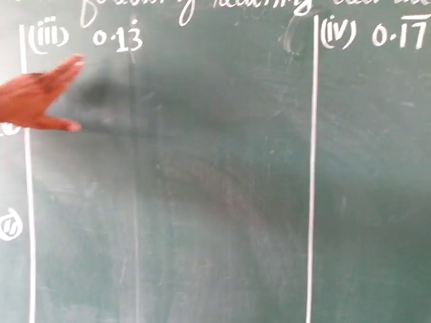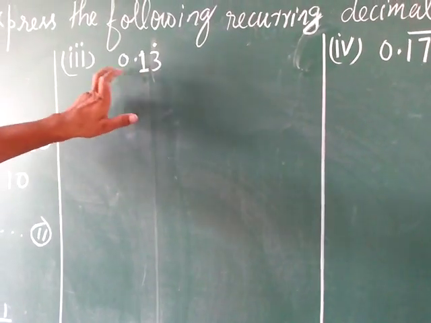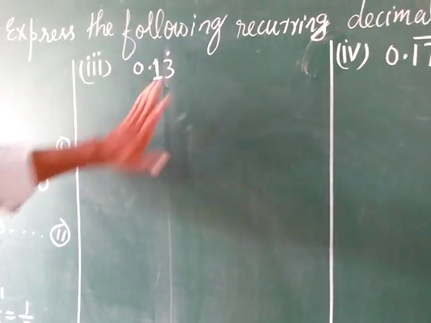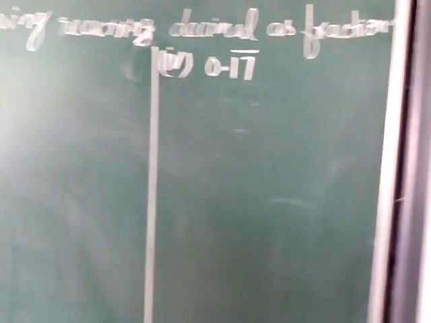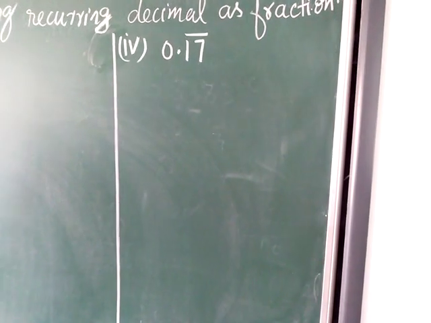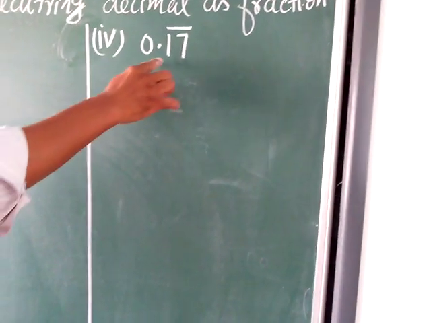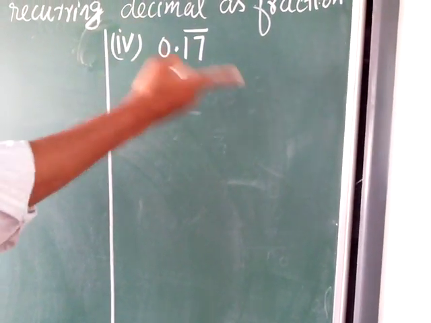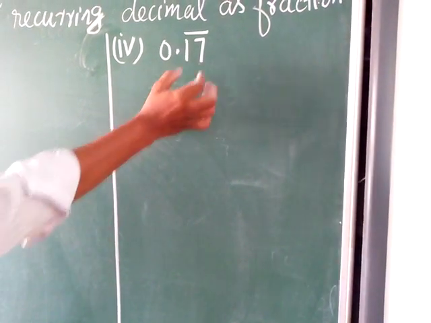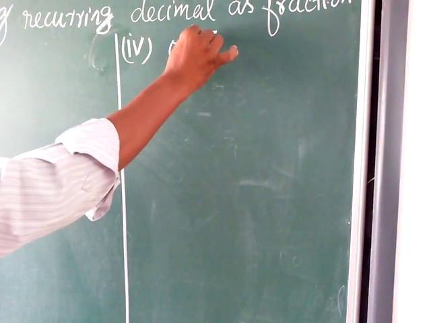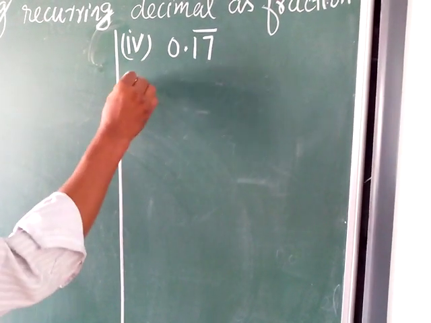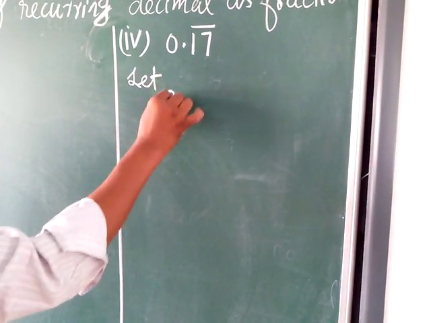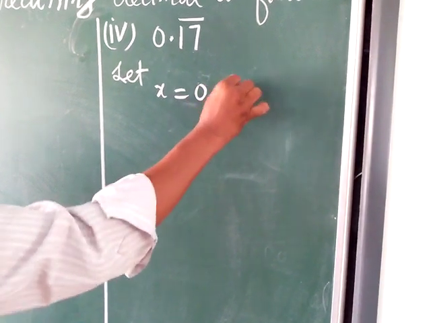So you can see this number 0.17 bar. In the first part you saw that after the decimal place one digit was repeating. Here you can see that the bar is over 2 digits. So the same process we will follow. Let x is equal to 0.17 bar.